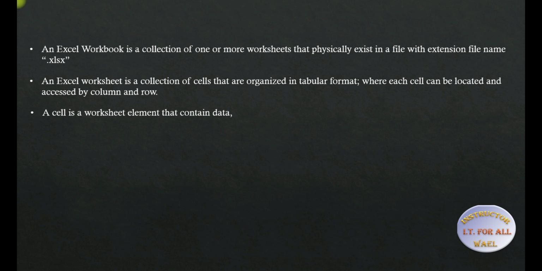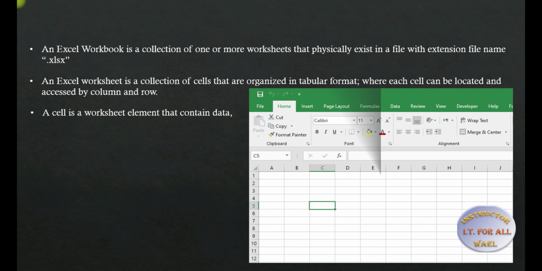An Excel workbook is a collection of one or more spreadsheets that physically exist in a file with the extension .xlsx, while an Excel worksheet is a collection of cells that are organized in tabular format, where each cell can be located and accessed by column and row. Finally, a cell is a worksheet element that contains data of various types.